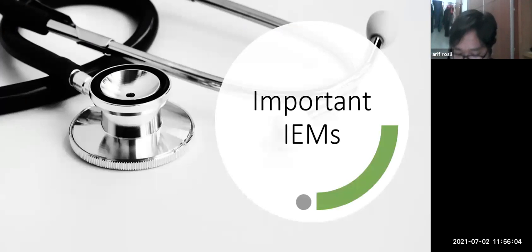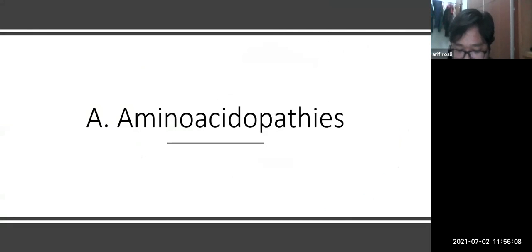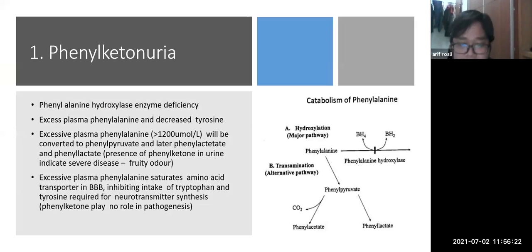Next, are the important IEMs. First of all, I highlighted 3 groups of IEMs, which are aminoacidopathies, and then urea cycle defect, and also organic acidemia. First of all, for aminoacidopathies, there are 2 diseases that I highlighted here, which are phenylketonuria and also MSUD.